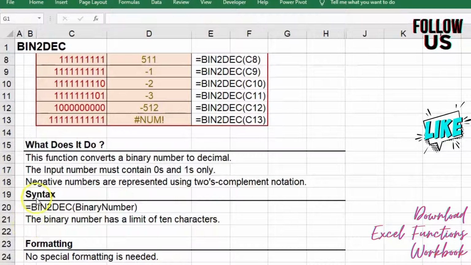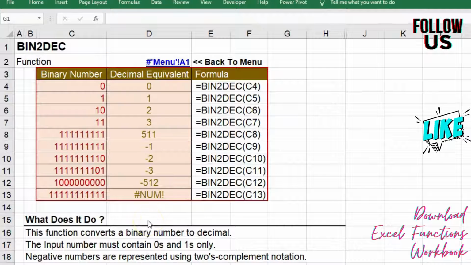So the syntax is equal BIN2DEC, that's the binary number you are considering, in the bracket. The binary number has a limit of 10 characters. If it is more than 10, it throws up an error. We'll see in the table above.